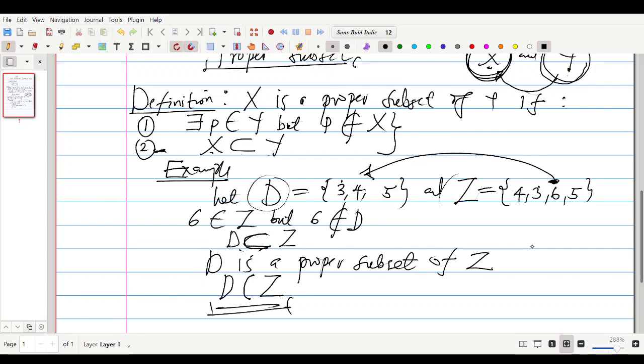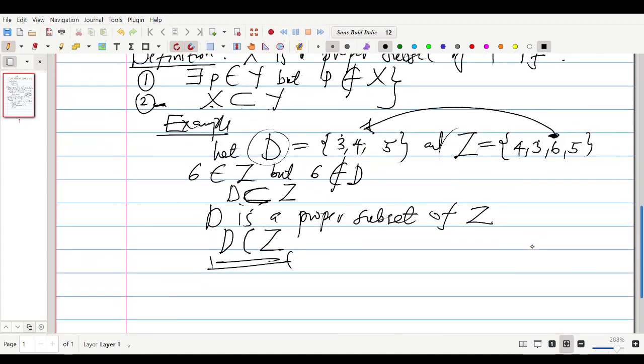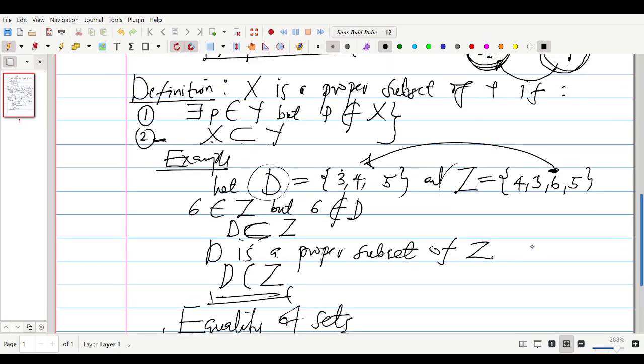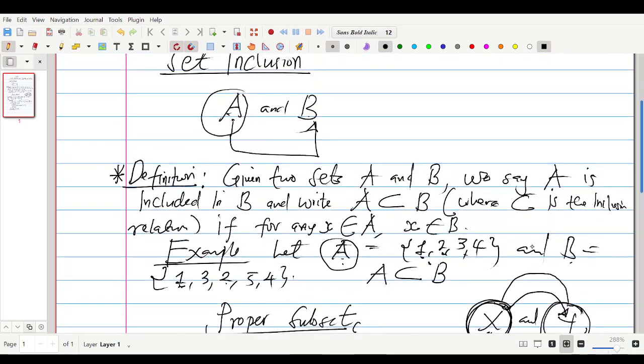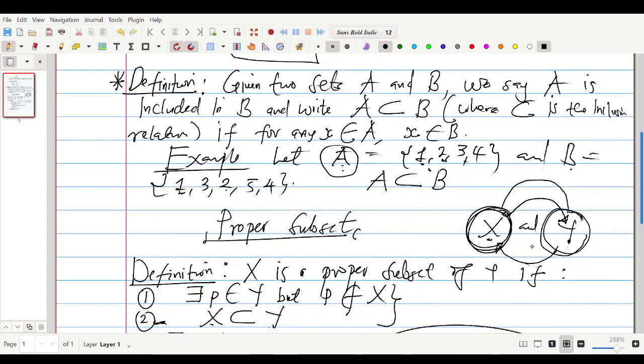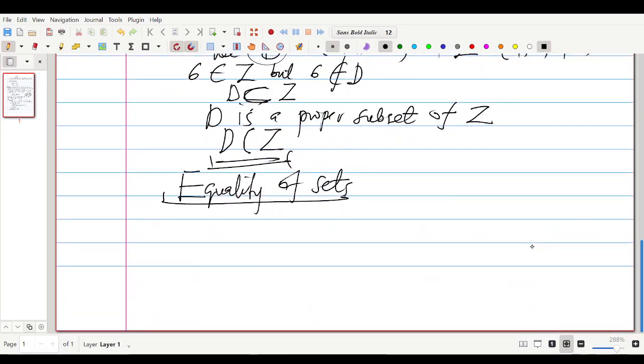All right. So we want to look at a very important concept, which is the concept of equality of sets. That is the last thing we're looking at for today, because don't forget our topic, here it is again: set inclusion, we're done with that, and equality of sets. That is the next thing we're looking at now.